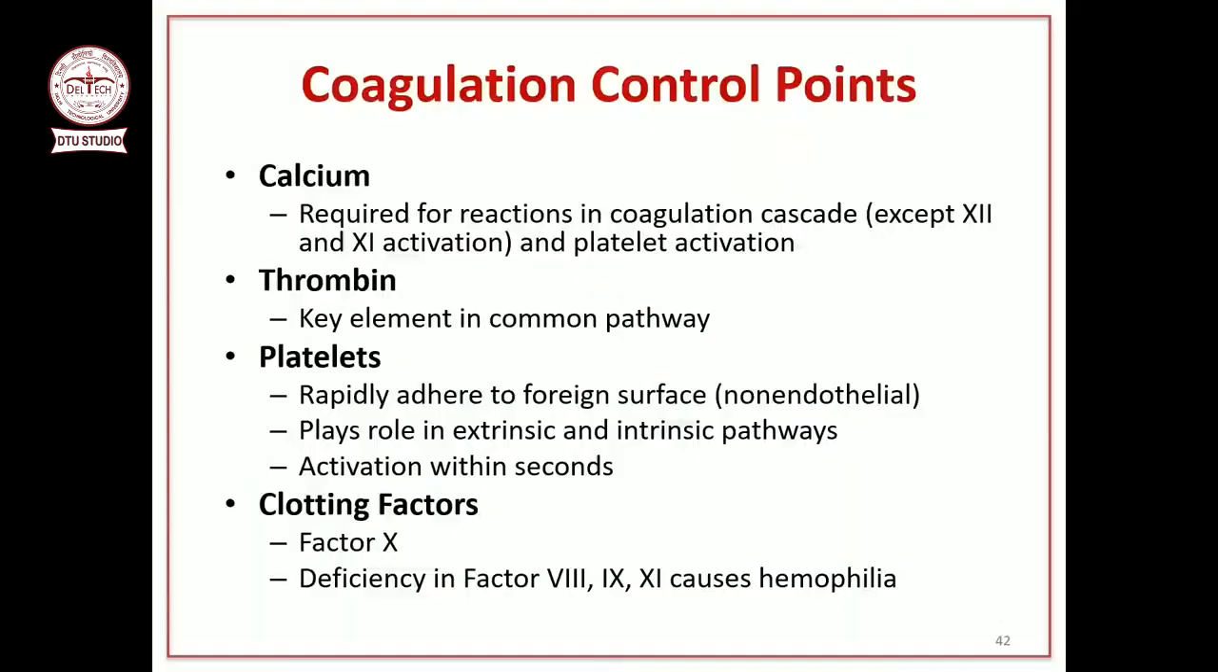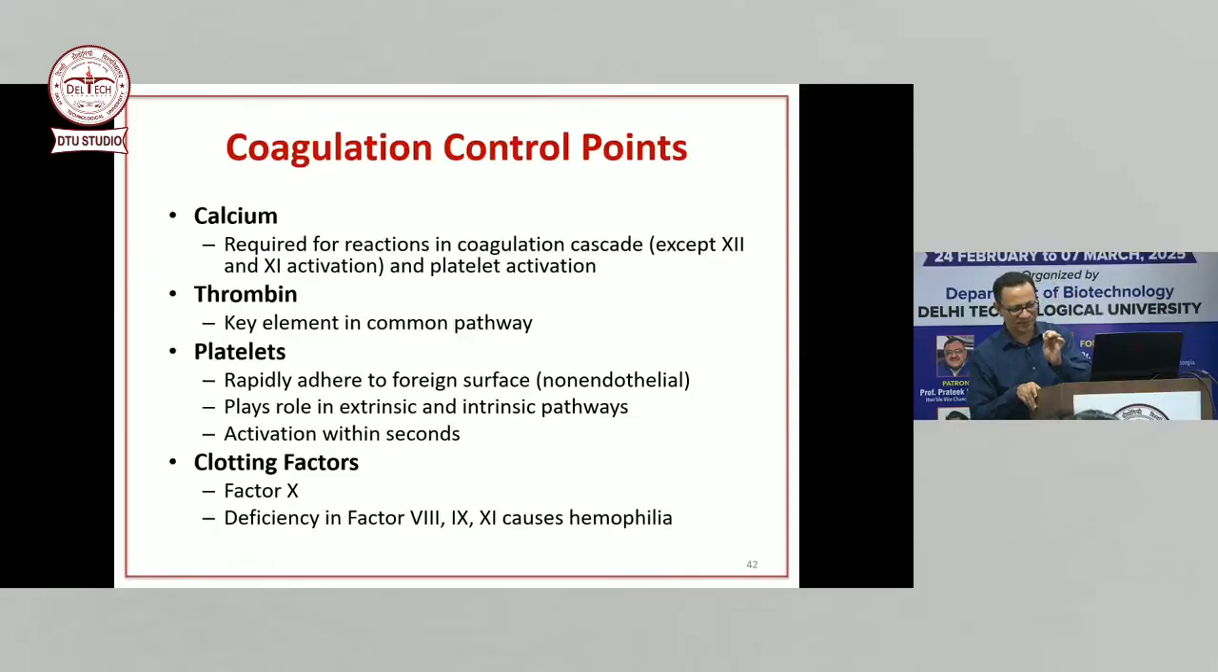Yeah, so calcium is required for reactions in the coagulation cascade and for platelet activation. Thrombin is a key element in the common pathway. We talked about it. Prothrombin getting converted to thrombin. Platelets rapidly adhere to foreign surfaces and play a role in the intrinsic and extrinsic pathways. Activation happens within seconds for platelets. Clotting factors, factor 10, and deficiency in factor 8, 9, and 11 can cause hemophilia.